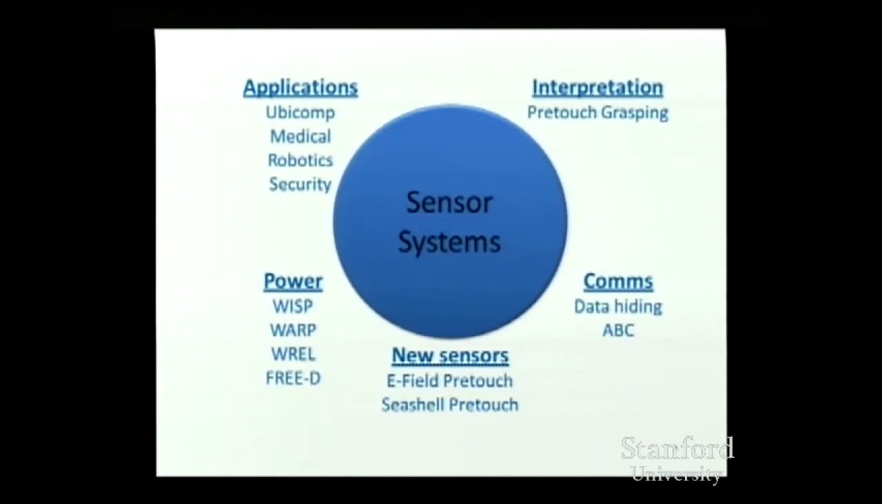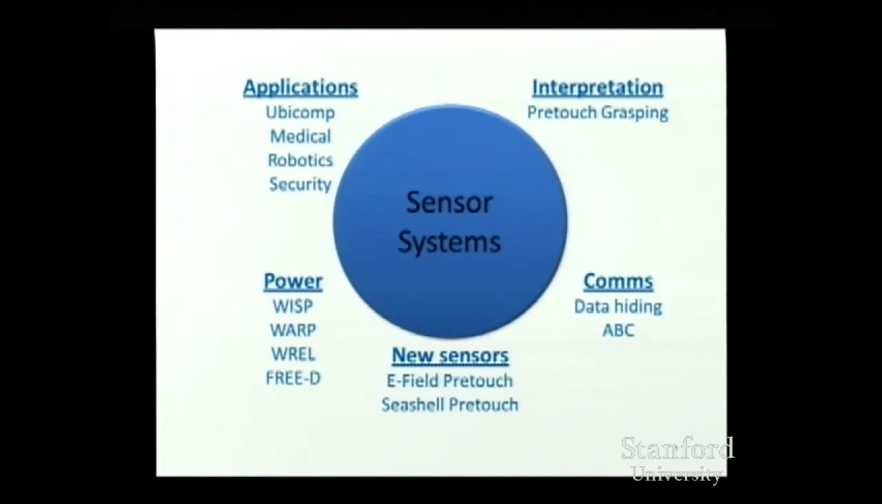Now before I get into the meat of the talk, I'll just give you a little overview of my group. I call the group Sensor Systems. And from the name you might think that that's all about inventing new sensors, and we do some of that, which is what I have labeled down here at the bottom. But we're also interested in all the other things that you need to take an isolated sensor and turn it into a usable system.